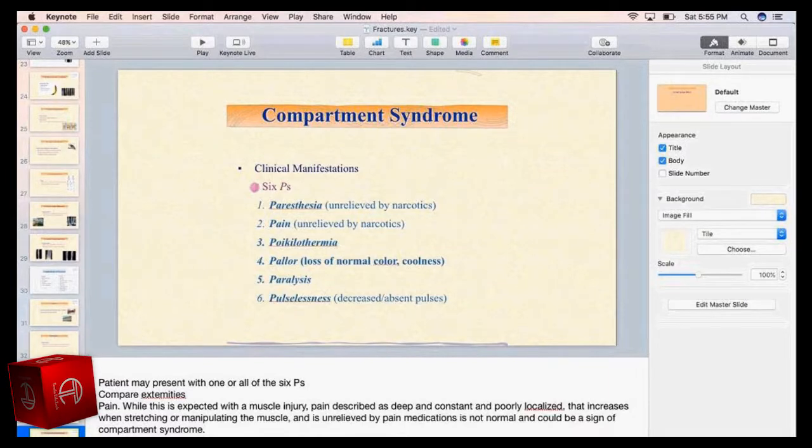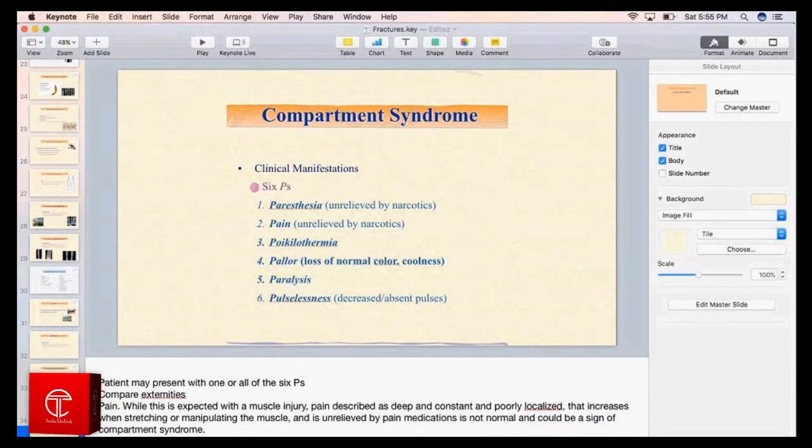These are the clinical manifestations. I'm sure you are all aware of this; during your graduation days, you might have learned all these things. Pain, paresthesia, poikilothermia, pallor, paralysis, and pulselessness. For pain, we do expect a certain amount of pain with every fracture. If the pain is disproportionately high and is not responding to NSAIDs, you should suspect compartment syndrome. So, disproportionately increased pain not responding even to narcotics, that is pain.